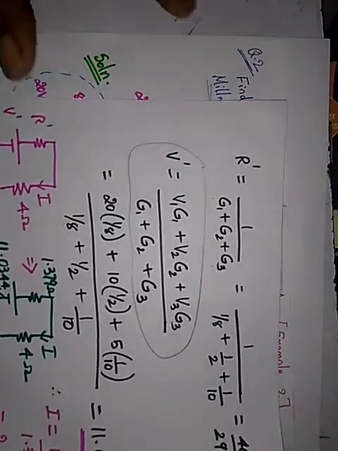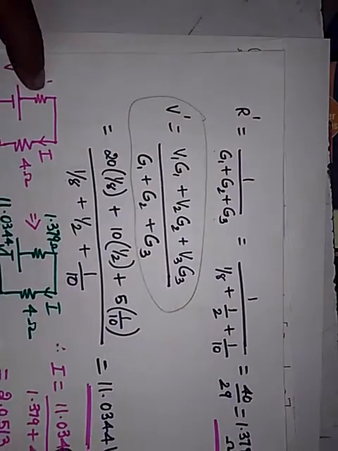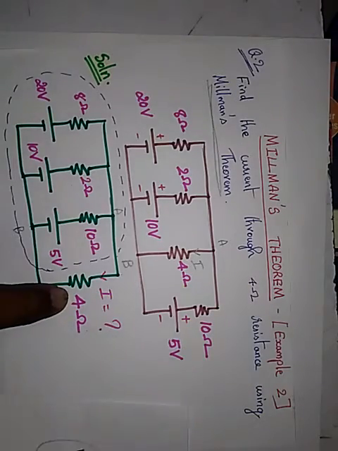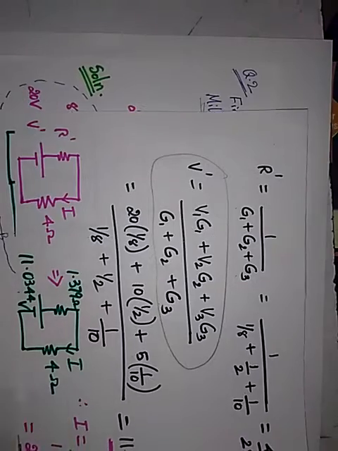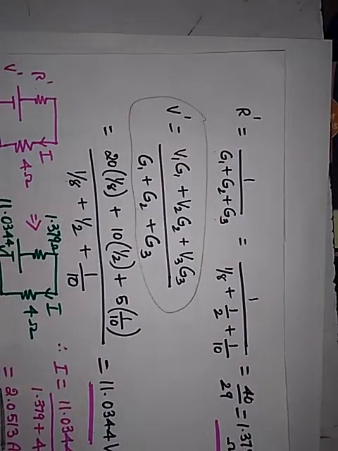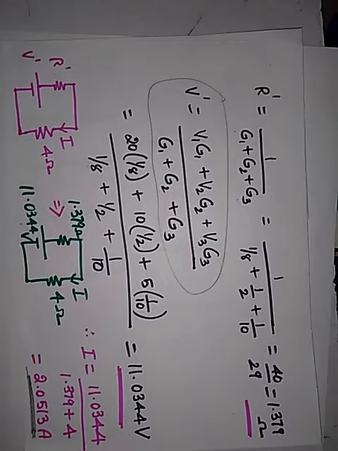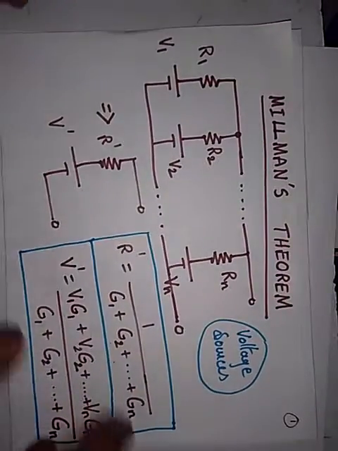This is the circuit. It is redrawn in Millman's diagram format. We are finding R dash and V dash. R dash value, V dash substituted. The current through the 4 ohm resistance has to be found out. So this 4 ohms is connected here, and the current is found to be 2.0513 amperes, and we have also said what Millman's theorem is.